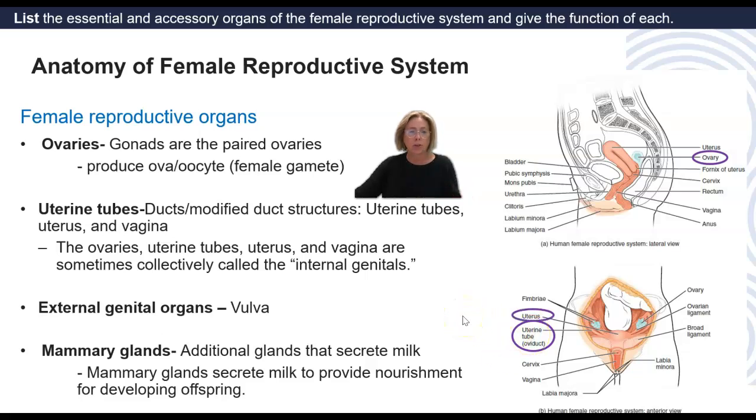We also have the uterus and we have the vagina. Now together, the ovaries, the uterine tubes, the uterus and the vagina are sometimes collectively called the internal genitals. Then we have the external genital organs, including the clitoris, the labia minora and majora. And not shown on this slide, of course, are the mammary glands. And these are additional glands that secrete milk. Mammary glands secrete this milk to provide nourishment for the developing offspring or baby.